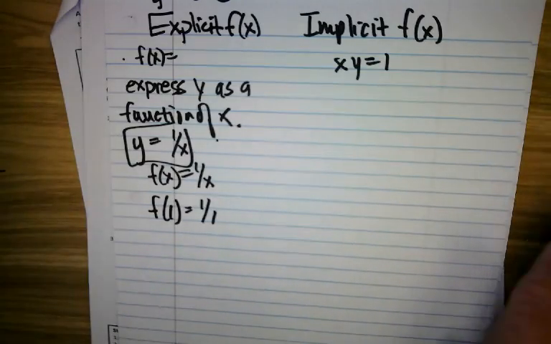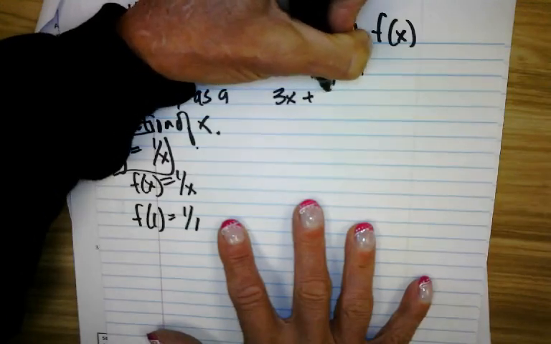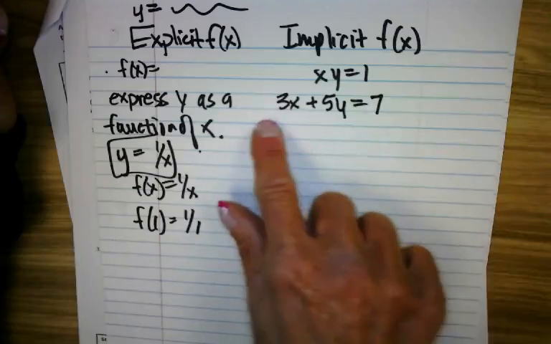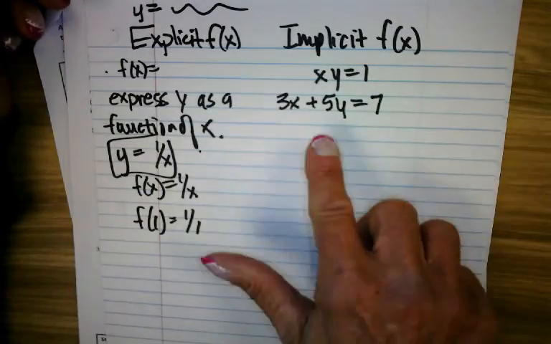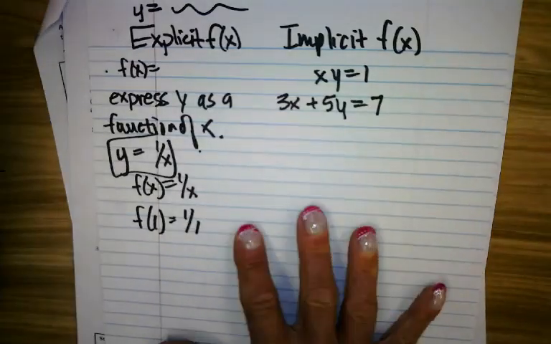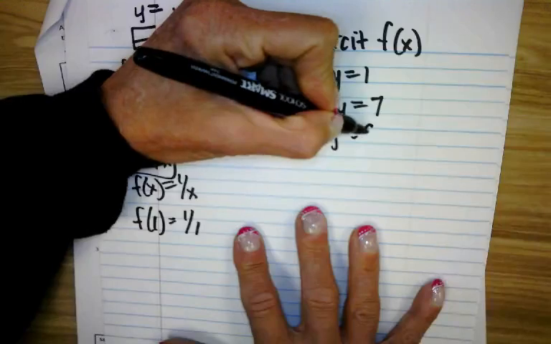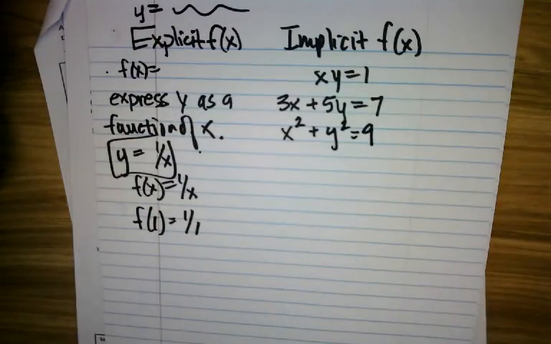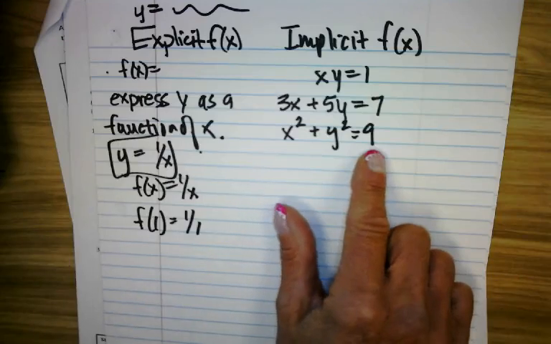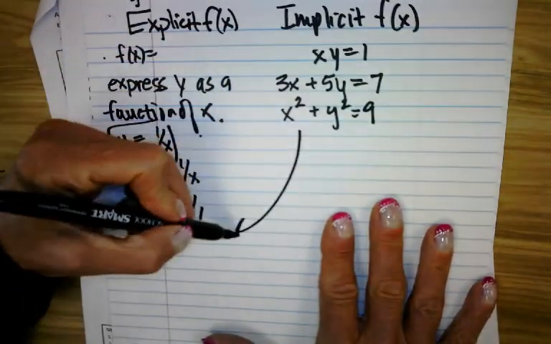Like you've had linear equations, like a linear equation in standard form, 3x plus 5y equals 7. This is a linear equation. This is in implicit form because y isn't by itself. Okay, you might have dealt with equations of circles. X squared plus y squared equals 9 is the equation of a circle. Okay, this is the easier version of the equation of a circle.